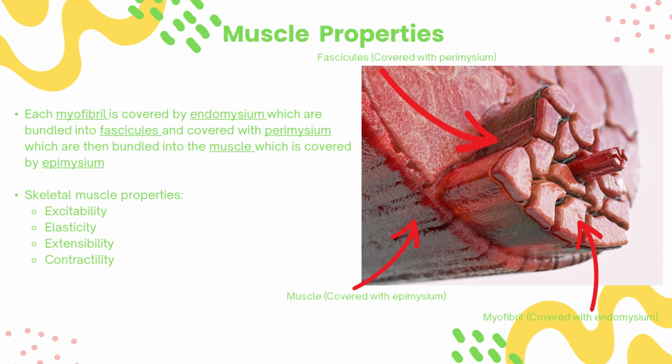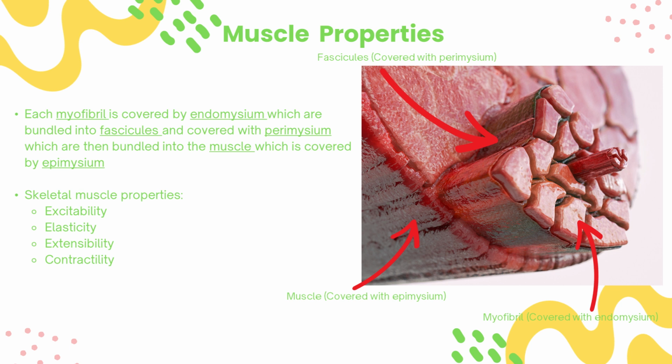Skeletal muscle is unique in the fact that it has 4 different properties that not all tissues have. It is excitable, meaning that the muscle gets an impulse from the nerve, and the nerve can light it up and create motion within the muscle. It's elastic, so the muscle can be stretched and lengthened, but it's also extensible, meaning that it can return to its original length and position.